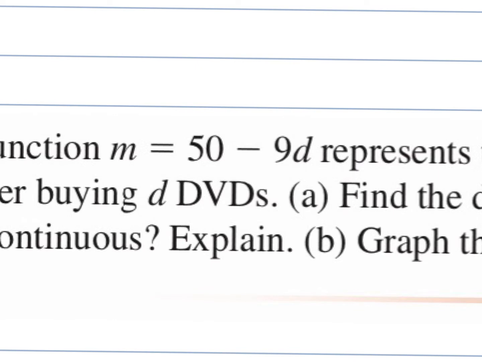M equals 50 minus 9D. Let's try to represent this using words. What does this mean using words? M is the amount of money, and it's equal to 50 minus 9D. What was D? DVDs. The number of DVDs.